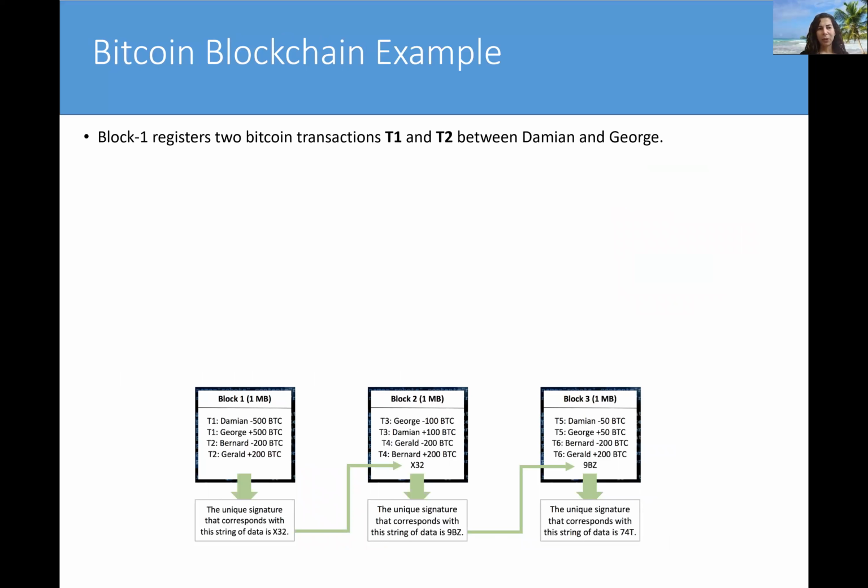Now, the blockchain works like this. The first block registers 2 coin transactions, T1 and T2, between Damien and George, for example. The signature is generated for block 1 using the hash algorithm.